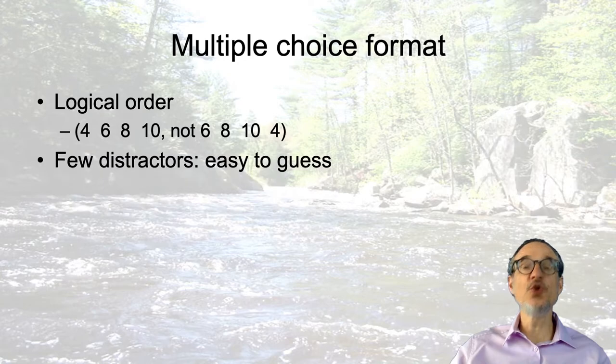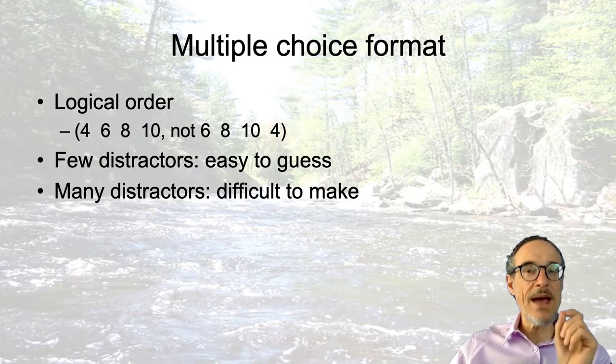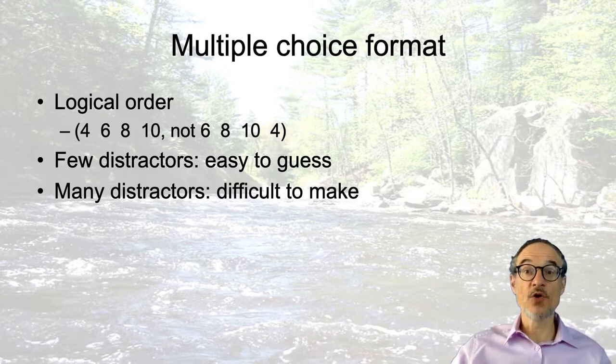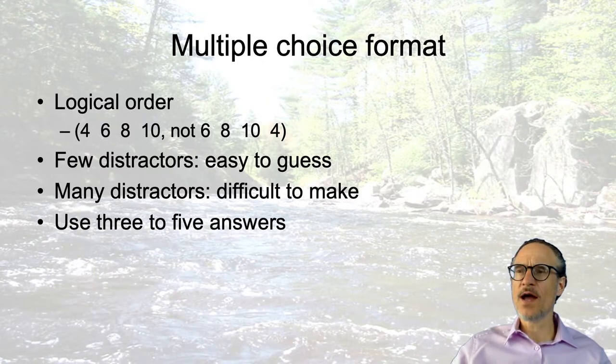If you choose few distractors, it makes it easy to guess the correct answer. If you have many distractors, it's difficult to make, because you have to think more carefully. You have to write more answers, but also you have to think more carefully as to how you can make an answer that's not too easy to guess and not too difficult. I would recommend using between 3 and 5 answers for your multiple choice questions.